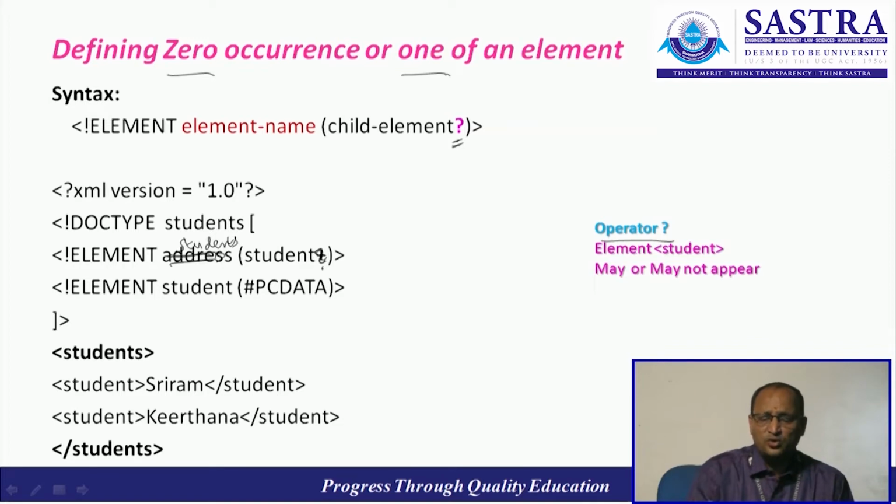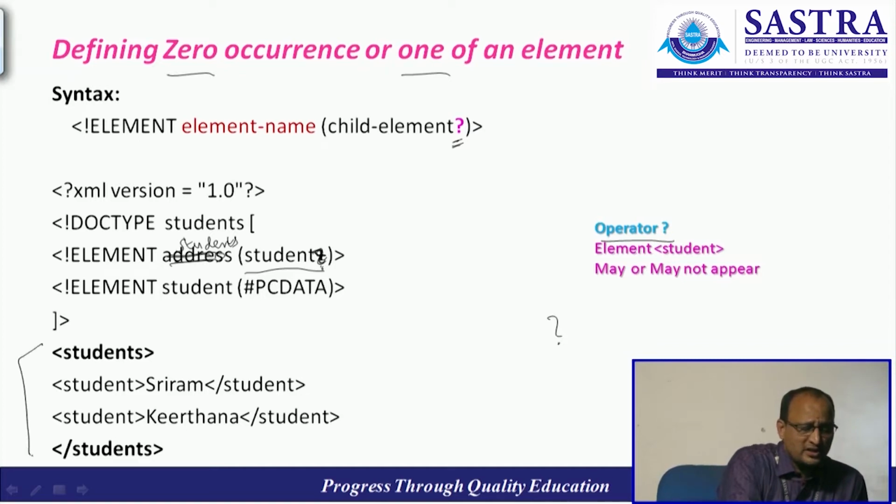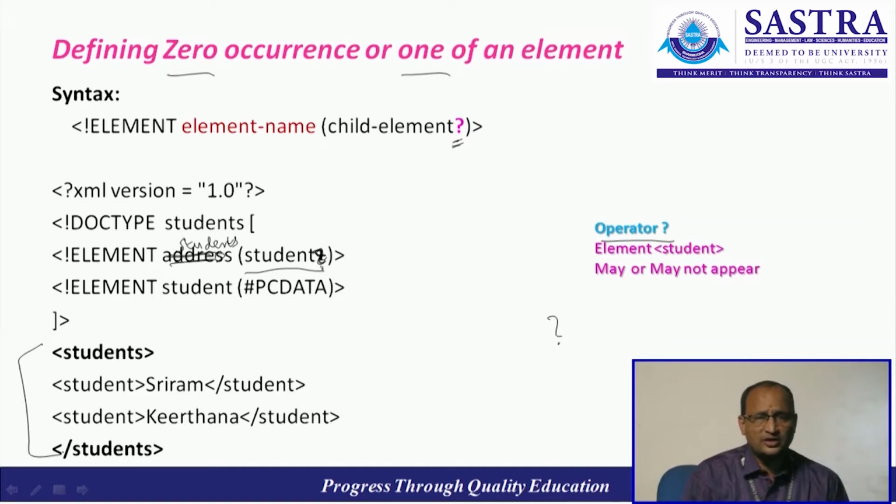But if we don't specify any operator like question mark, then it means the student should be present exactly only once. But if we have question mark here, the element may or may not be repeated. Can you say whether the XML document is right or wrong? This is wrong.